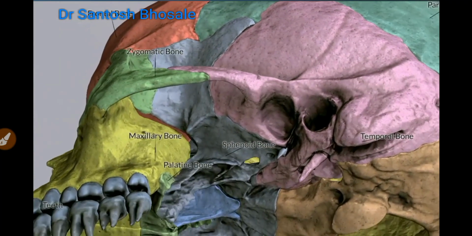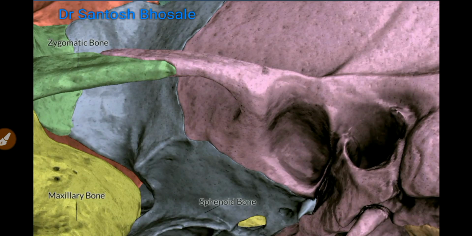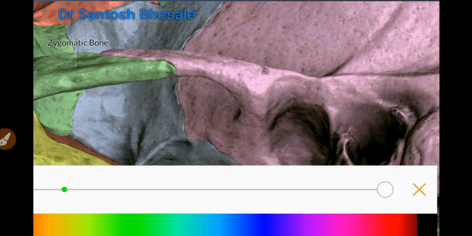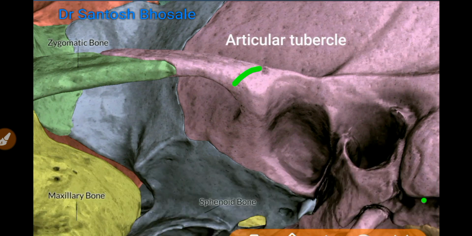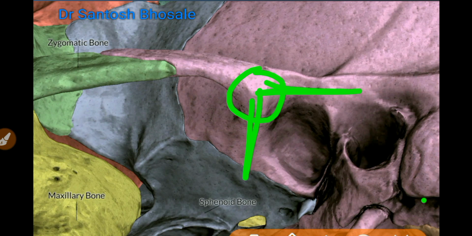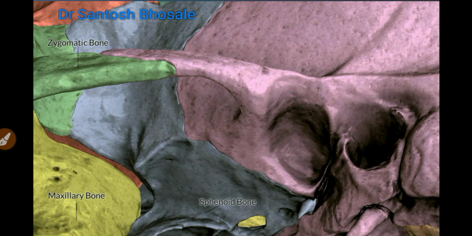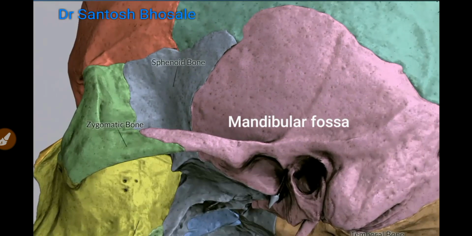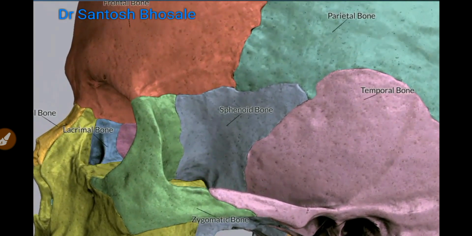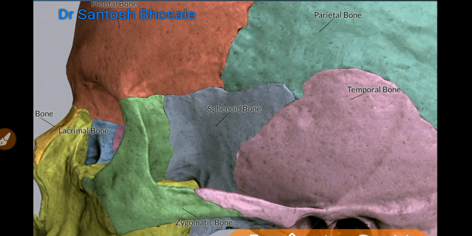And as you go here, when you trace the lower sharp border near the posterior part, it presents a bony process called articular tubercle. It has 2 roots, anterior and posterior. Posterior is anteroposterior, whereas anterior root is horizontal. They form the boundaries of this mandibular fossa, which holds the head of the mandible to form the only movable synovial joint of the skull, temporomandibular joint, apart from ossicles.